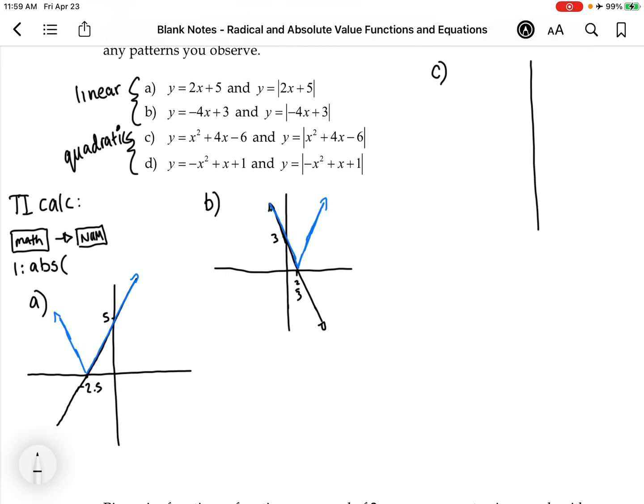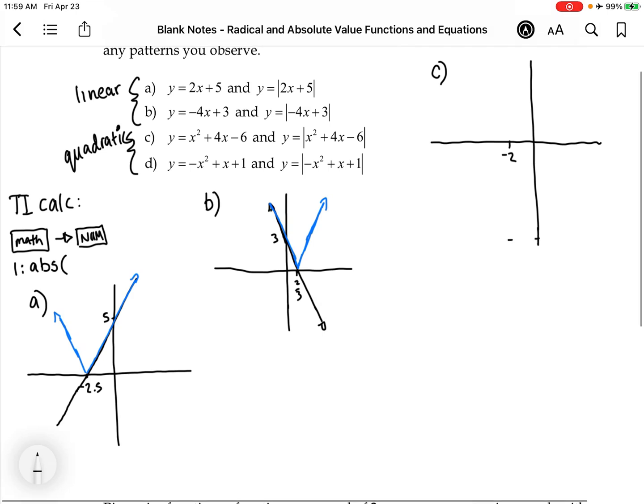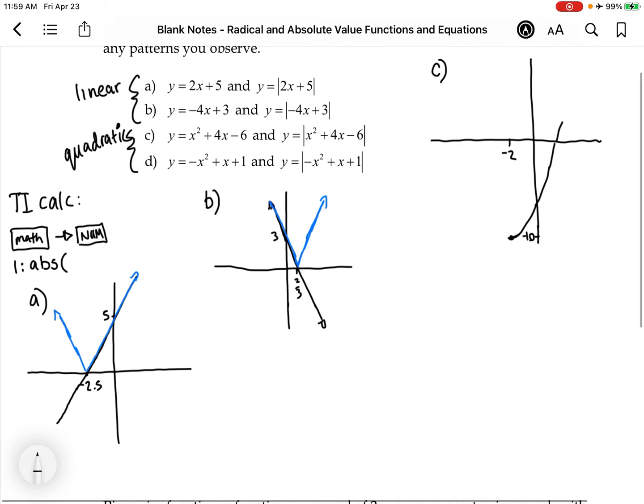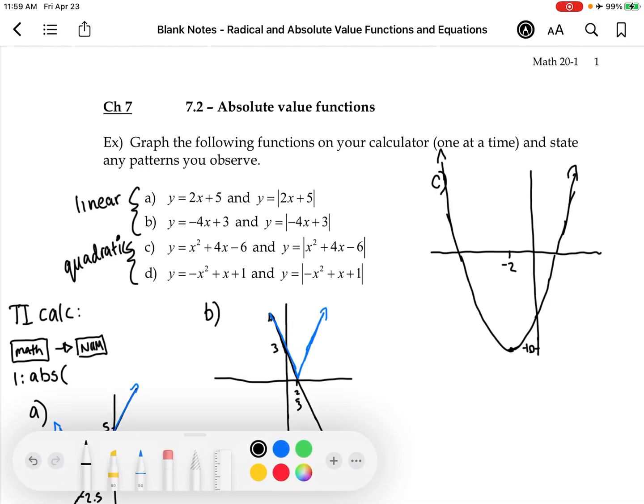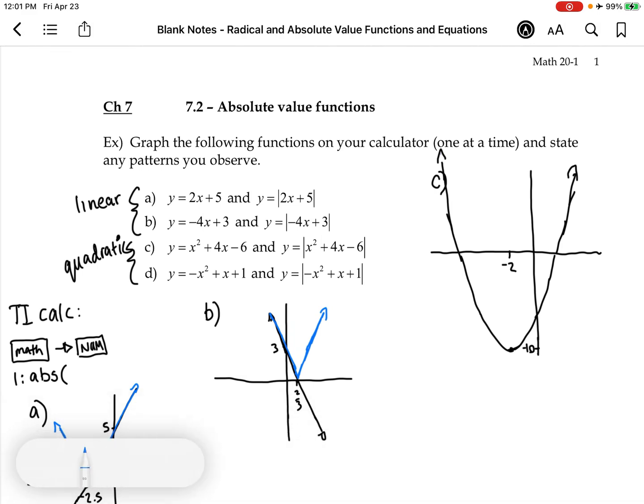And let's see, well, we know what the vertex was. The vertex was at -2, -10. And there's a point there. And then it kind of went like this. That was the original. And this was the absolute value function. So for this part, it overlapped.